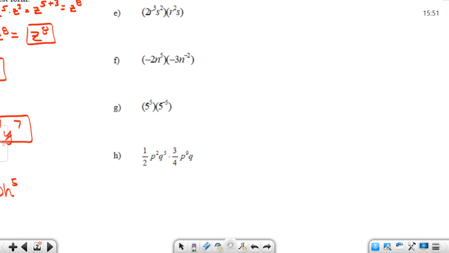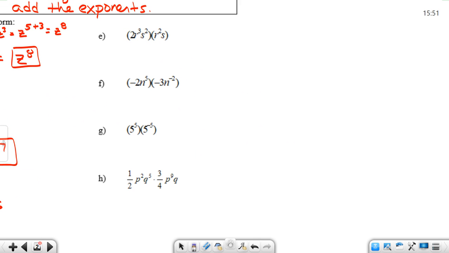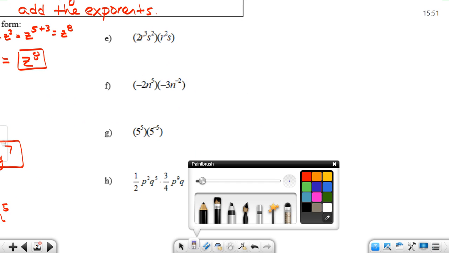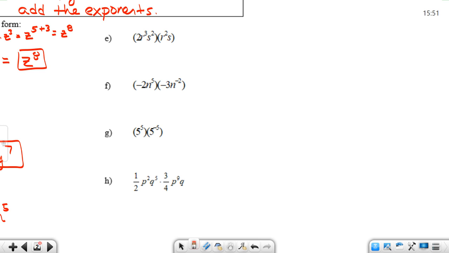Okay, let's move on. So looking at E, again, we have 2r to the 3rd s squared times r squared s. So again, guys, all I'm going to do is regroup these so that the like bases are next to each other. Now, I only have one coefficient really here, and that's 2, so I'm just going to group that by itself. Then I have r to the 3rd times r squared. And then I have s squared times s. Now remember, guys, that's really s to the 1st.